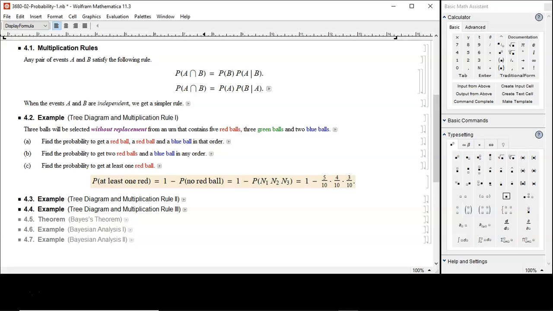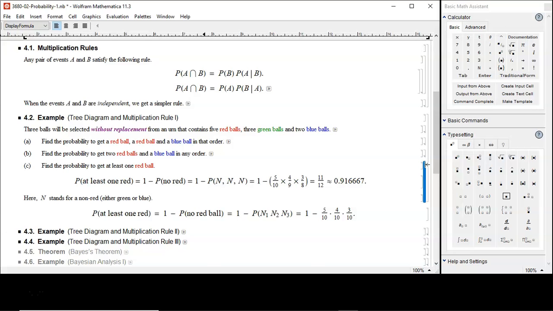So red, green, green, red, green, blue, red, blue, blue, all those. And then all the other orders. And then do the same thing for 2 red and then 3 red. It's way too complicated. It's going to be a lot easier if you use complement probability.